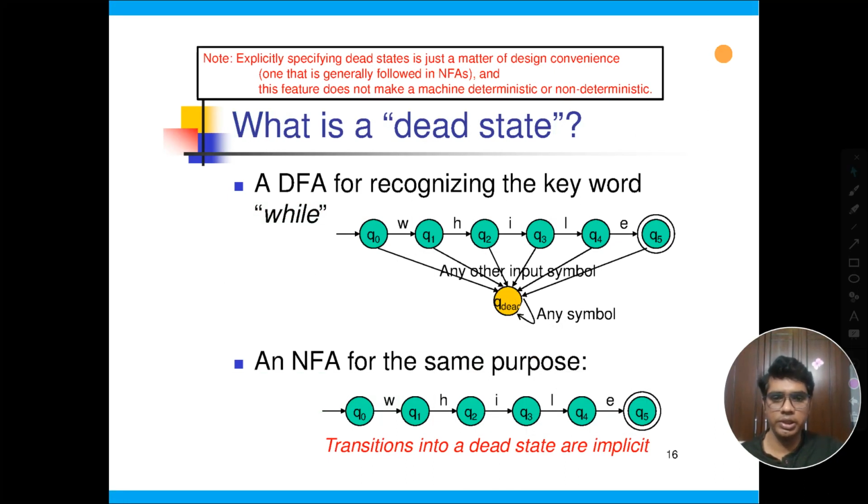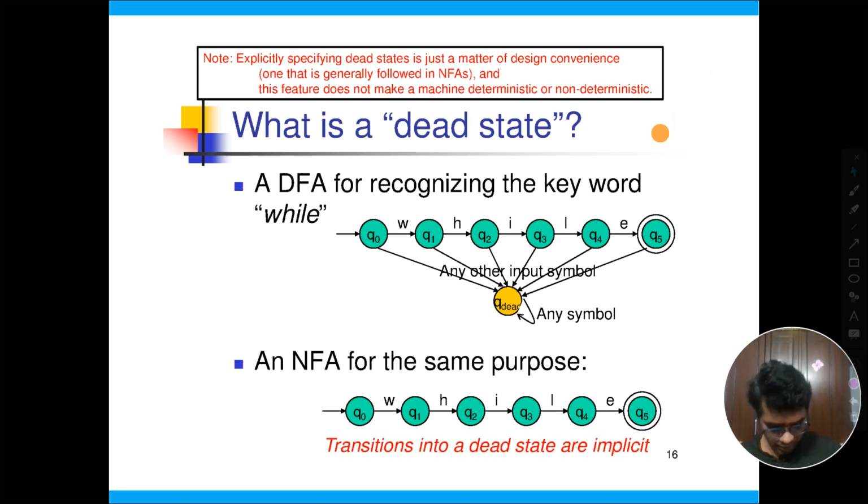Now there is one special state called the dead state. Sometimes we don't represent dead states. If you want, we can represent it explicitly. Let's see this example.